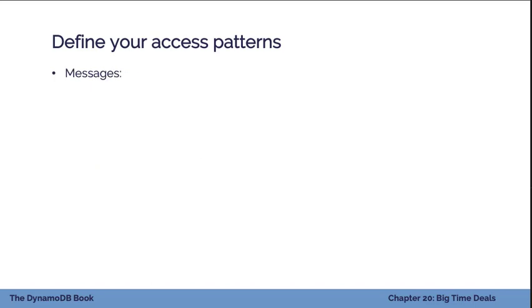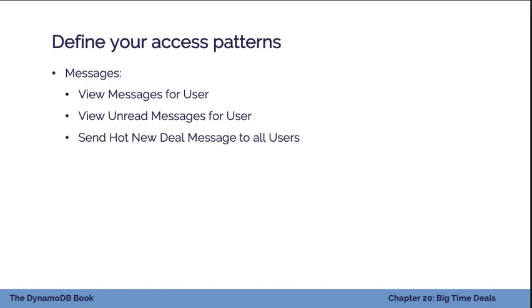Finally, the last set of access patterns we have is around messages, where a user has this inbox and they can view their messages. They might get messages. So 2 read-based access patterns with messages. Number 1, view all the messages for the user. And then number 2, view the unread messages for the user.